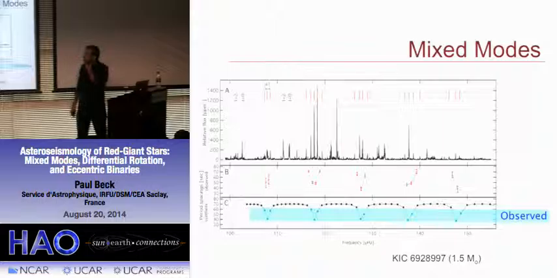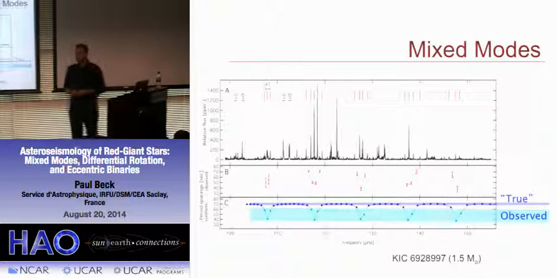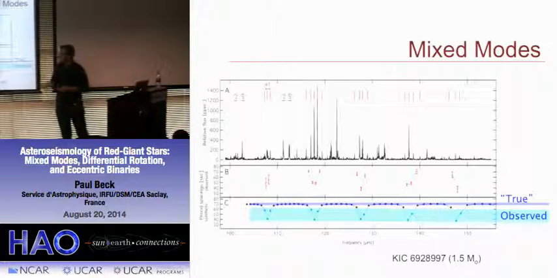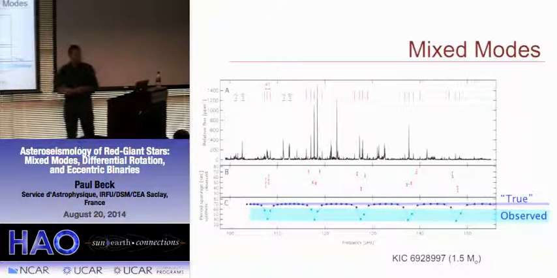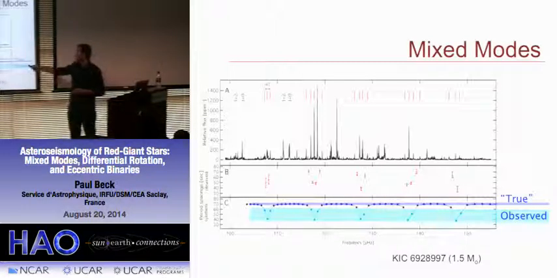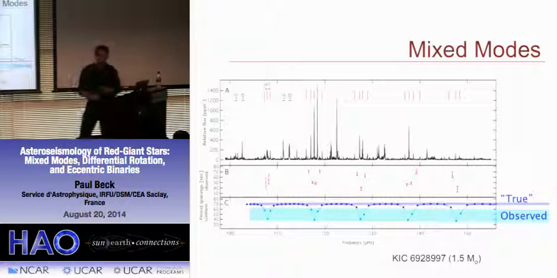Just to mention, what we actually observe are mixed modes. But we would like to know what the true period spacing is, which is also equidistant in period space. There are techniques to restore the true value of the period spacing from the observed value, but they will not be part of my talk. But it's important to mention that this is the period spacing of G modes.